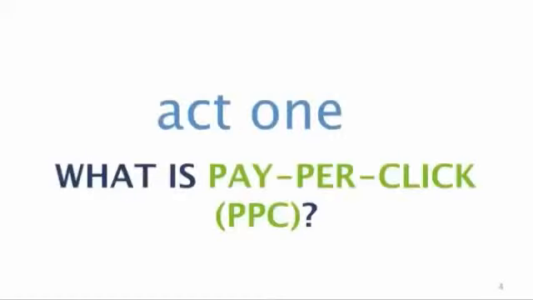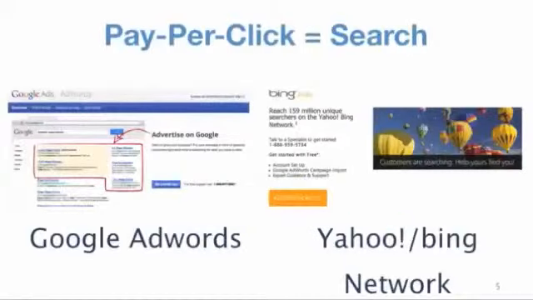Okay, Act 1. What is pay-per-click, or PPC as is commonly referred to? PPC is search advertising. What exactly does that mean? Well, there are all kinds of forms of advertising. Search advertising in particular is advertising on the search engines targeting people who are searching for specific terms in those search engines. Here you can see Google AdWords, which is by far and away the 800-pound gorilla in the space.